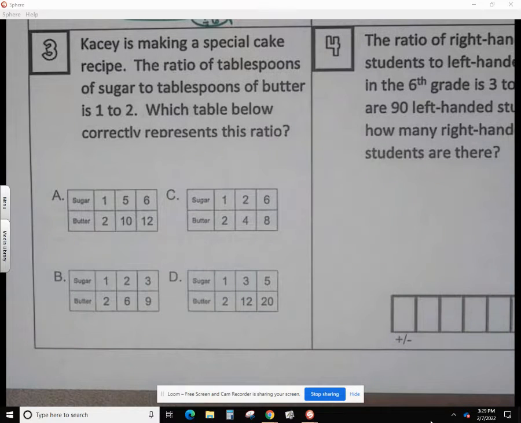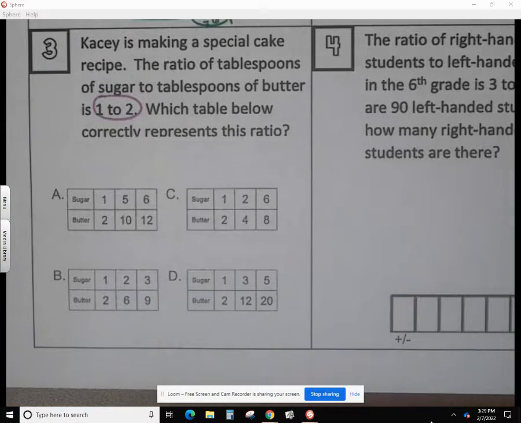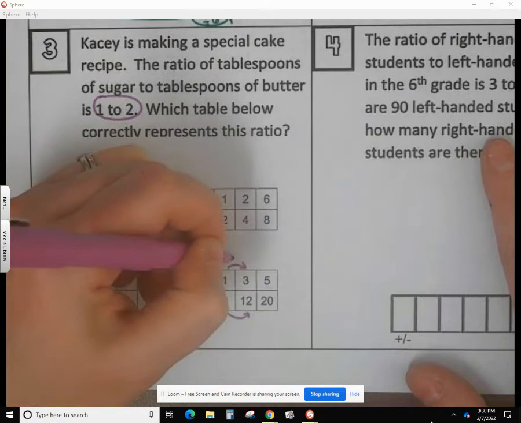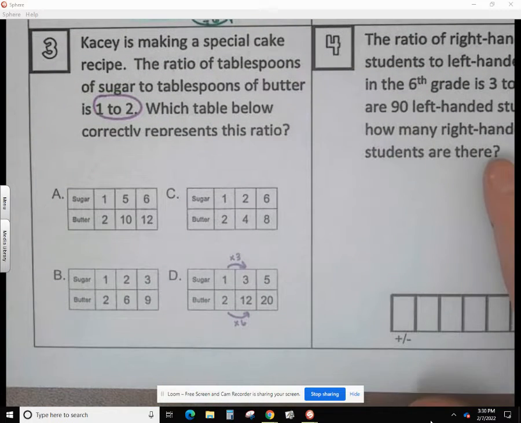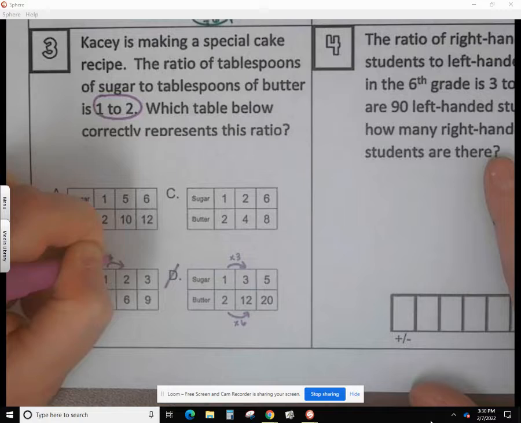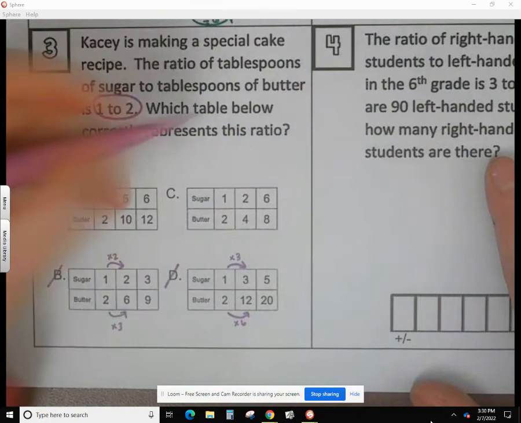Here we have this ratio table problem. And so we want our ratio to be 1 to 2 in every ratio table. So first I notice right here that these two relationships don't match, because here it's times 3 and here it's times 6. You always want your relationship on the top and the bottom to be the same, so we can get rid of D. For B, I noticed the same thing. It's times 2 right there, and it's times 3 right there, so that won't work either.